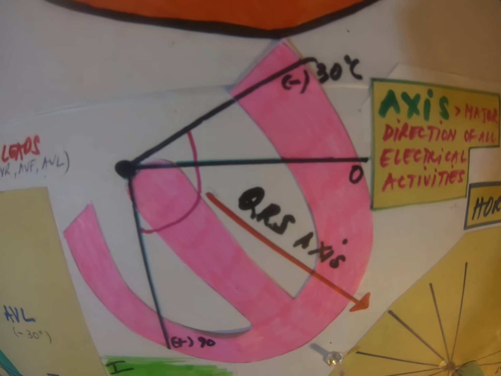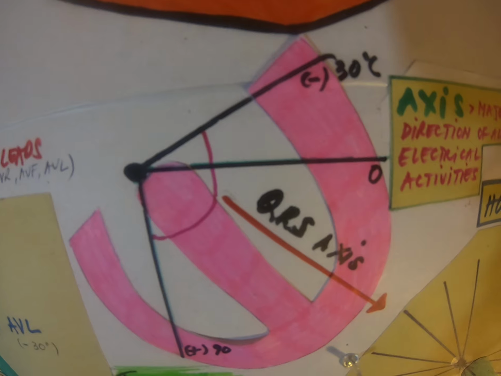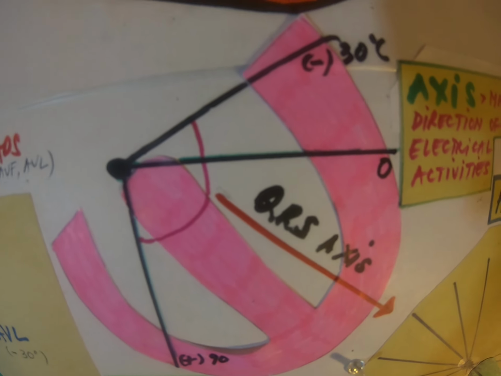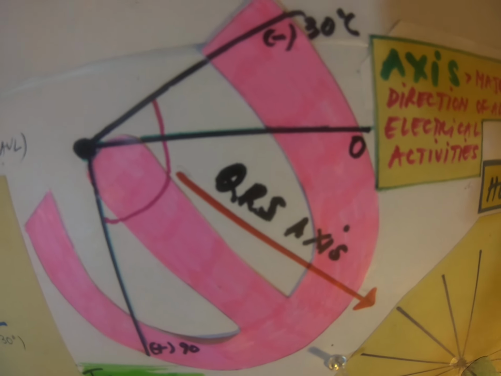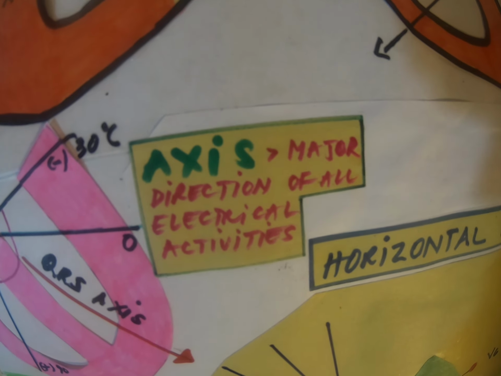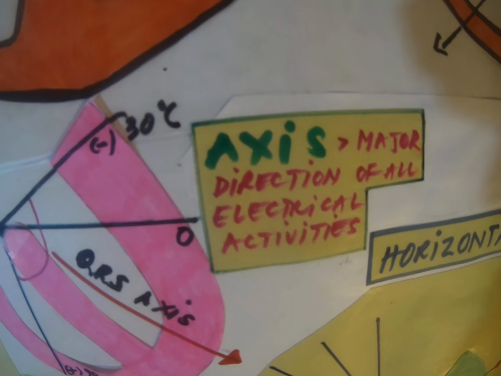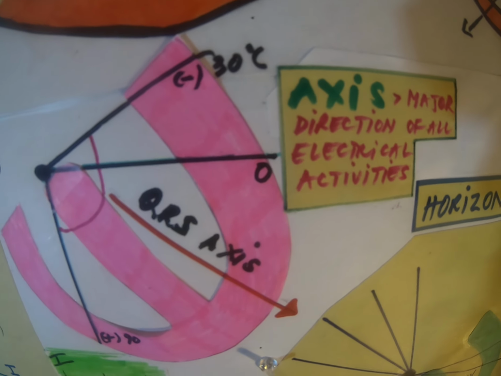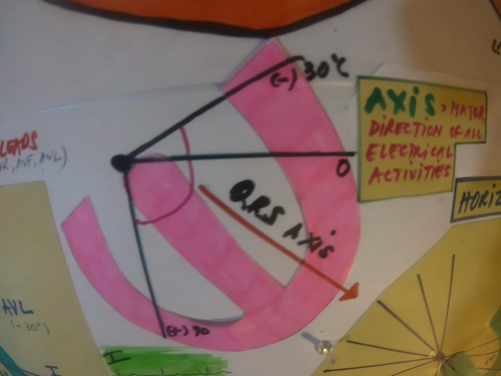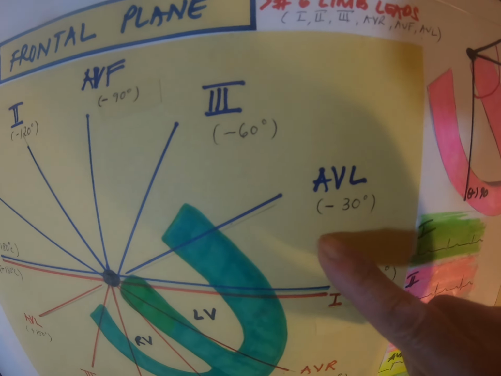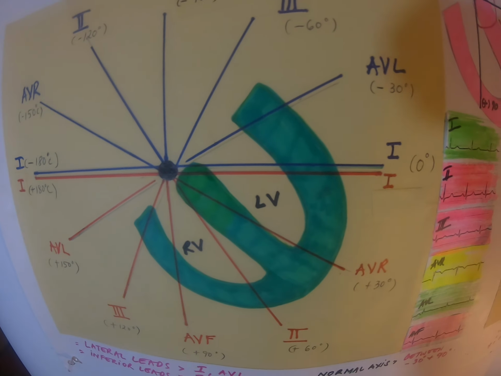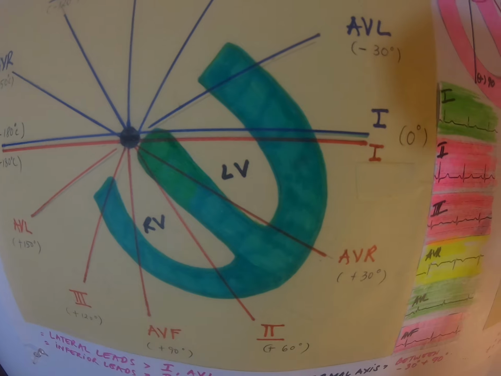That is actually the normal direction of all these electrical activities of the ventricles toward the left side, and that's it. So the axis, that is the major direction of all electrical activities. And the normal range is from -30 to +90. So that is our normal axis.